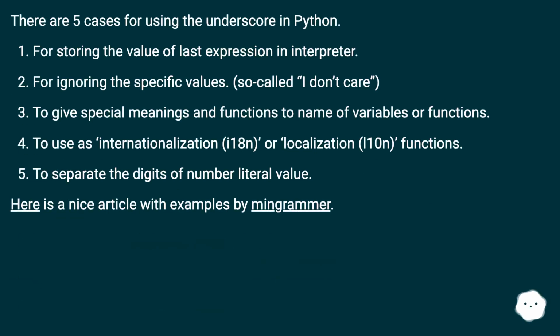There are 5 cases for using the underscore in Python. For storing the value of the last expression in the interpreter. For ignoring specific values, so-called I don't care. To give special meanings and functions to names of variables or functions. To use as internationalization, i18n, or localization, l10n, of functions. To separate the digits of number literal values. Here is a nice article with examples by Mingrammar.